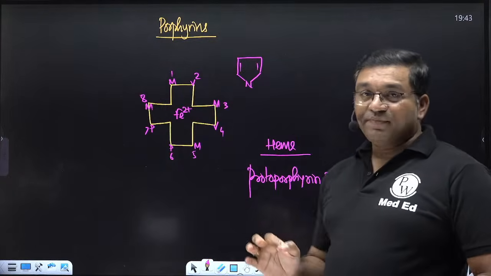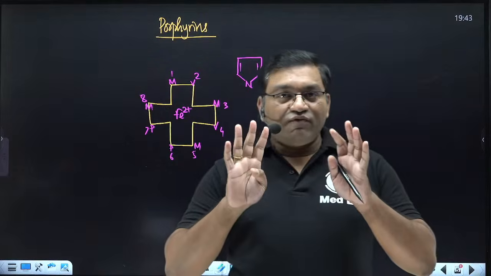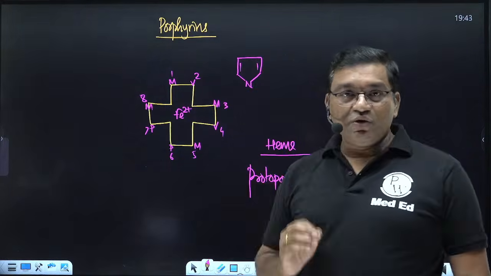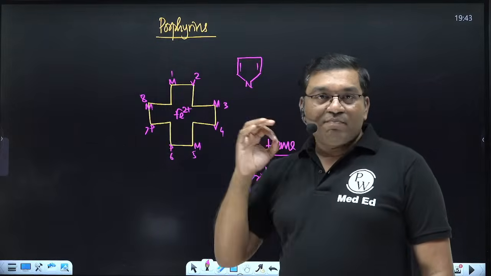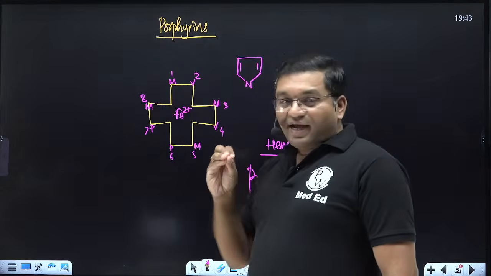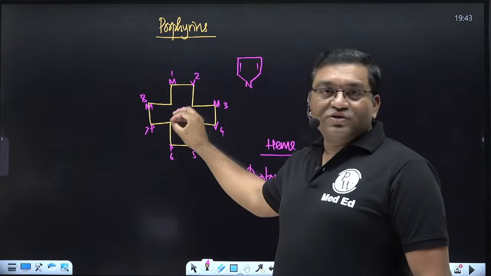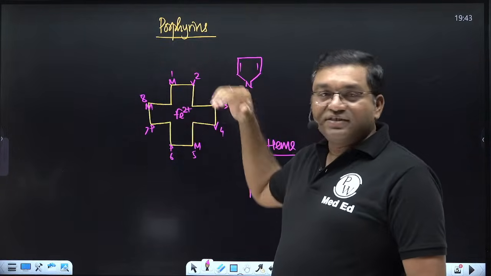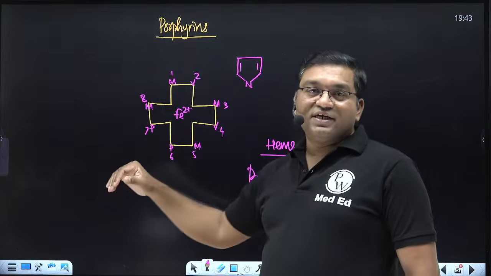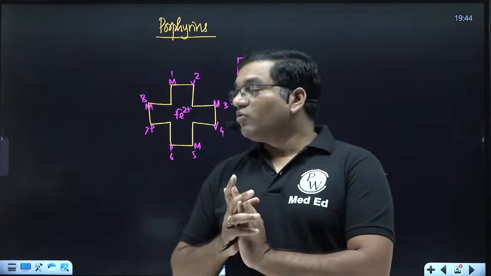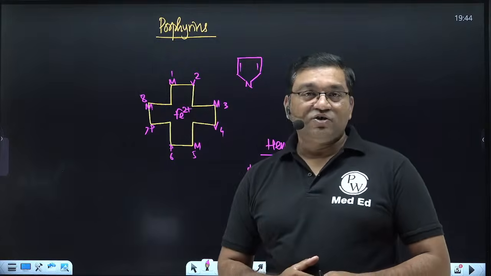Once again, I will repeat. It is represented by the 4 close brackets. Each close bracket is nothing but a pyrrole ring. It is a tetrapyrrole with iron at its center. Iron is connected with the 4 nitrogens of the pyrrole rings. Above the plane, it is connected with O2. Below the plane, it is connected with histidine of the globin chain. So it is in the coordination state of 6.